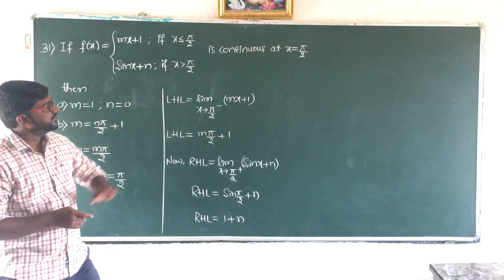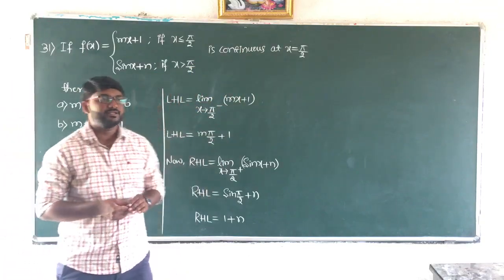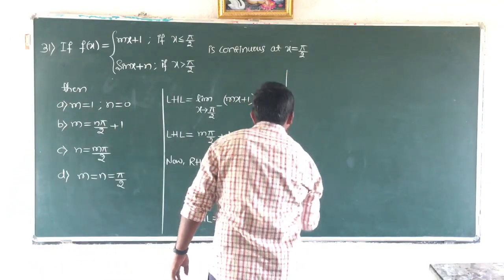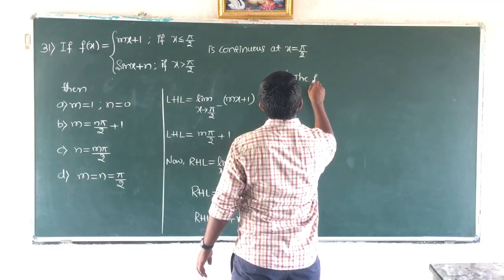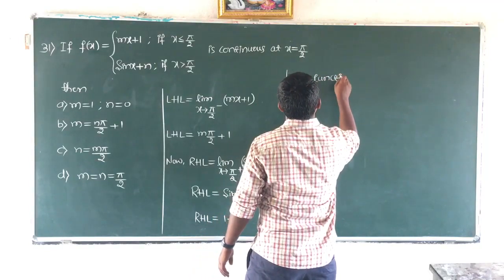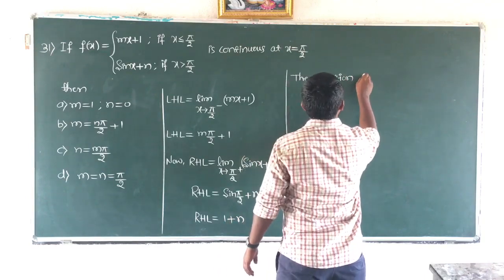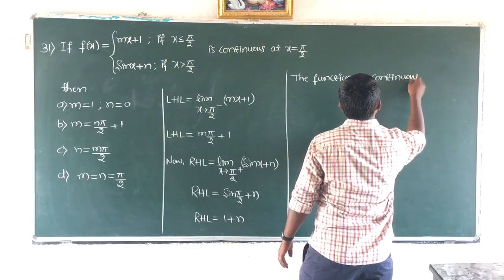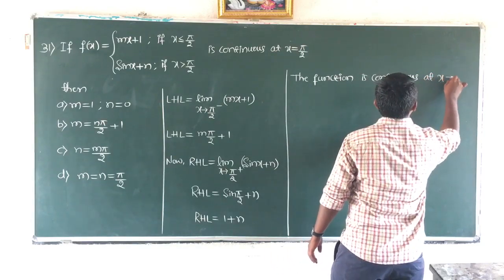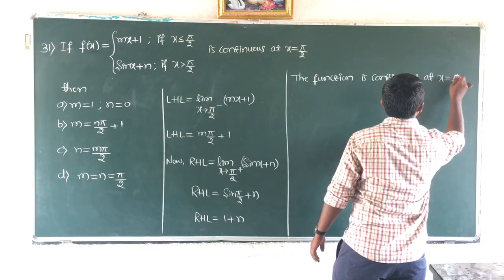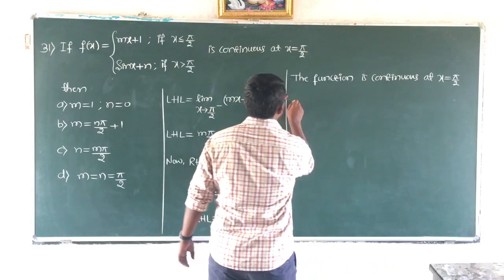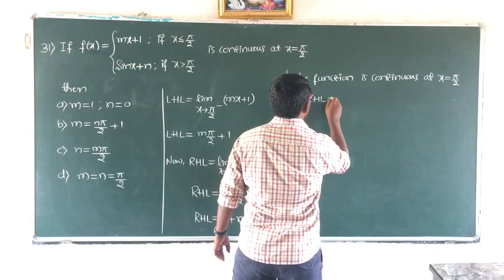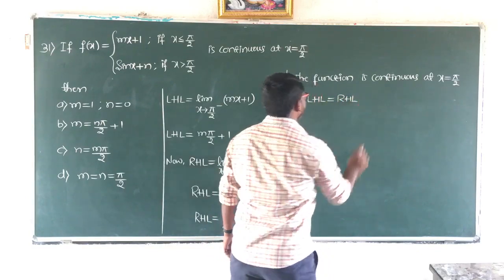So he has given very clearly that the function is continuous at x equal to pi by 2. Therefore I am going to equate LHL and RHL now. The function is continuous at x equal to pi by 2. Therefore LHL is equal to RHL.